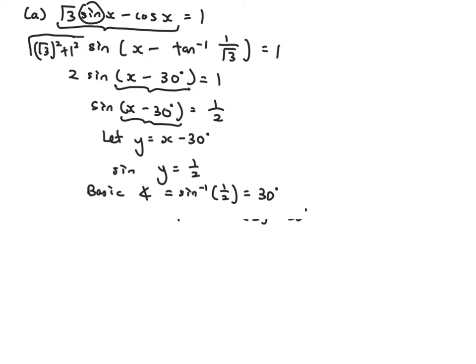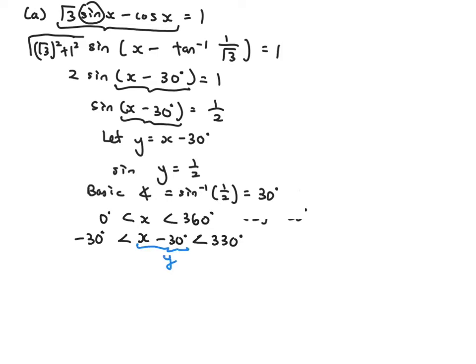And then before I find out the actual values of y, I have to work out the new range. If x varies from 0 to 360, then x minus 30 will range from minus 30 degrees to 330 degrees. So this is the range of y.